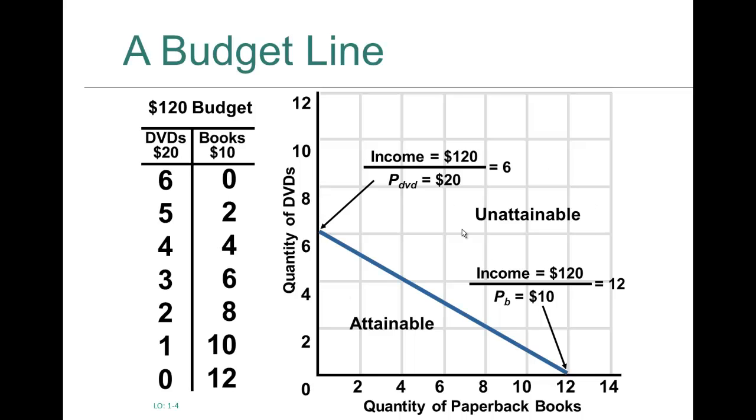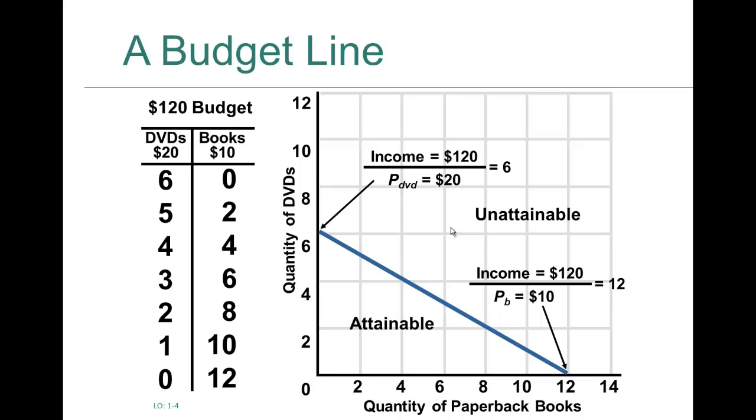Unattainable means just that. If you purchase, for example, 6 DVDs and 6 books, making you graphically end up right here, that is unattainable. Why? Because it's outside of your budget. 6 DVDs cost you $120. 6 books cost you $60. 120 plus 60 is 180. Your budget is only 120, so 6 and 6, unattainable.